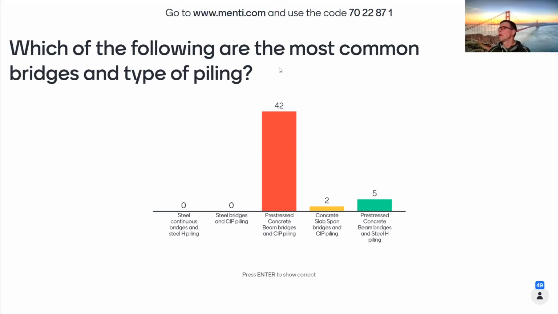What's the most common type of bridges? The most common type are pre-stressed concrete beam bridges. We showed a couple little diagrams of that, so that shows up in a couple of places. And then CIP piling is the most utilized piling. So the correct answer here is the middle one, which most of you got correct.